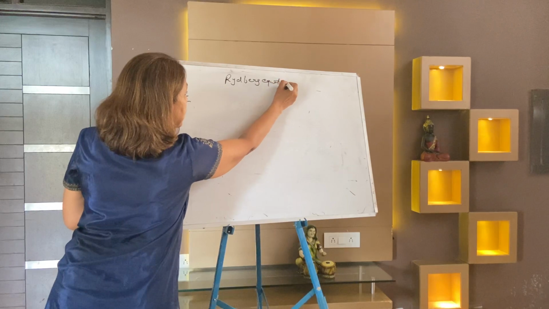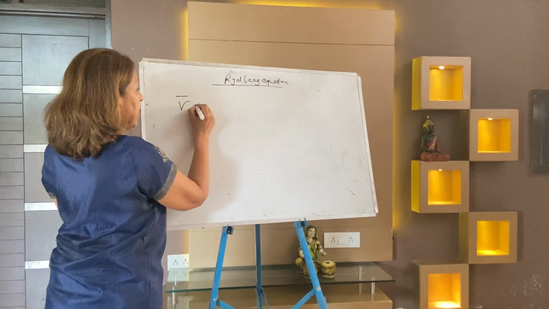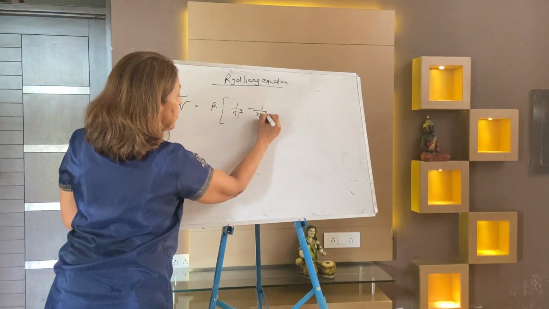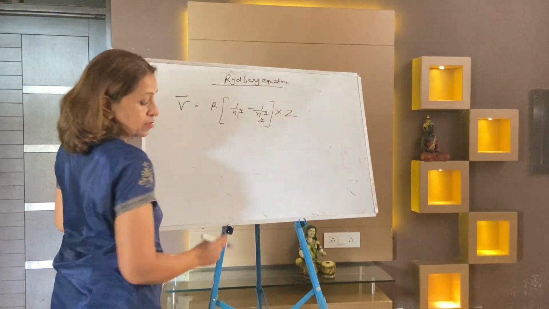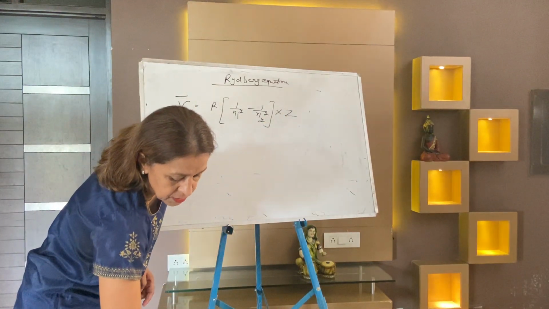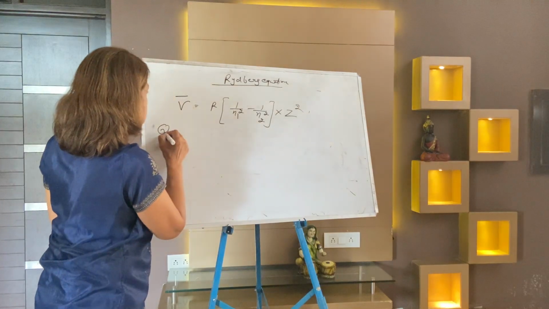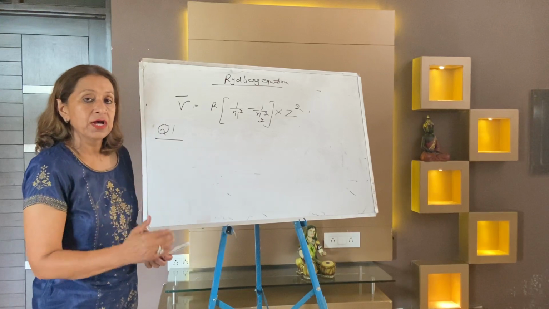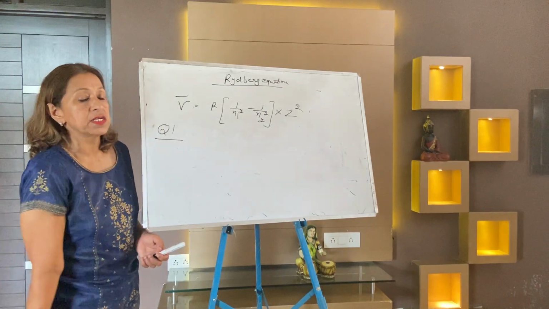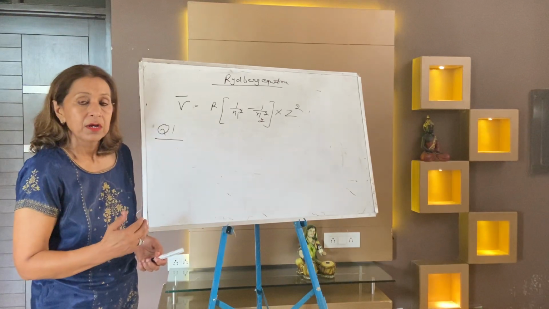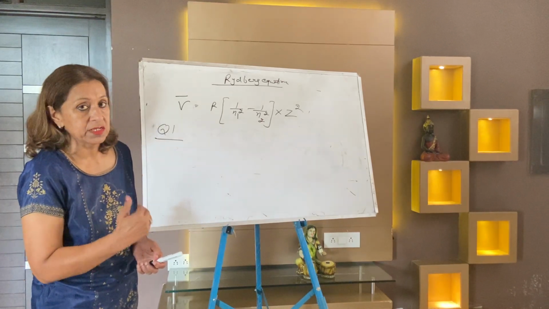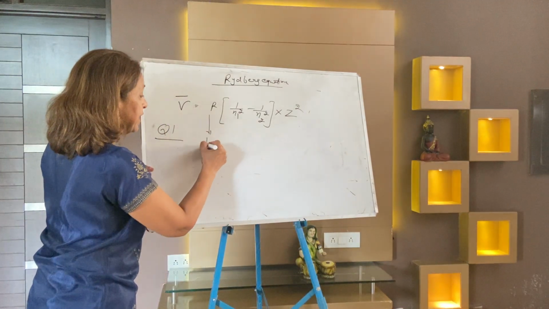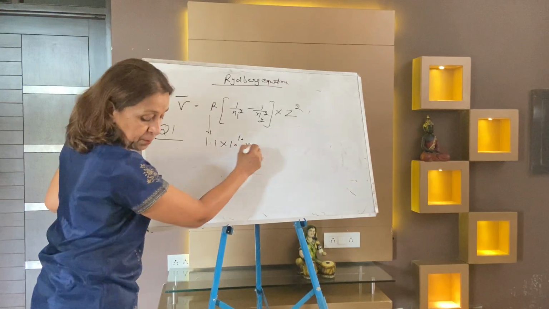To calculate the wave number, energy, wavelength of any spectral line, it is R into 1 upon N1 square minus 1 upon N2 square into Z square. Now write down the question. Question number 1 is calculate the wave number of the third line of the Balmer series. R is the Rydberg constant. Write down its value.